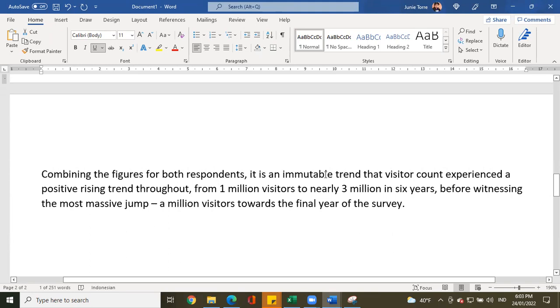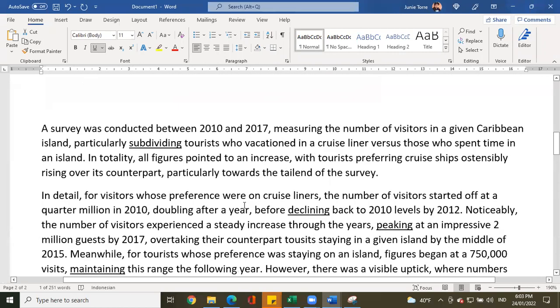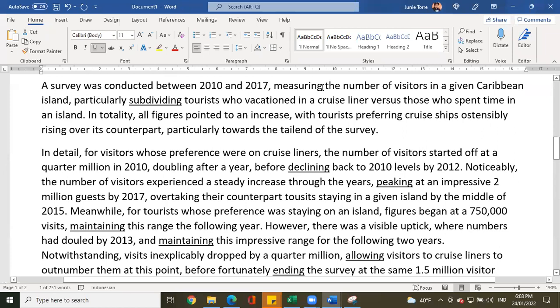Combining the figures for both ways, it is an immutable trend that visit count experience a positive. Ayun na naman si gerund. Do you follow? That's why the gerund suddenly authorizes the extension of a sentence. So a survey was conducted between 2010 and 2017, measuring the number of visitors in a given Caribbean island, particularly subdividing tourists who vacation in a cruise liner versus those who spend time in an island. Do you understand? That's now 3 sentences. The gerund allows the grammatical extension of a sentence.